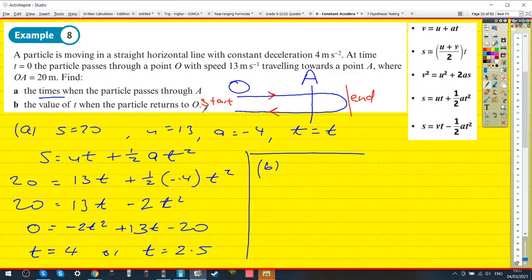What I would do is, well, there's 2 ways you could do it. I can call the end B or something. So you could find O to B and double it. That's one way to do it. But what values would you use for that?